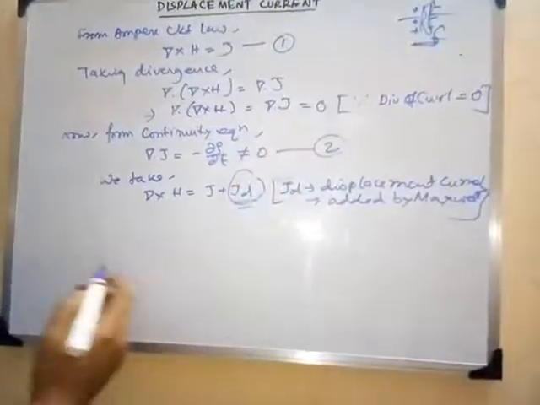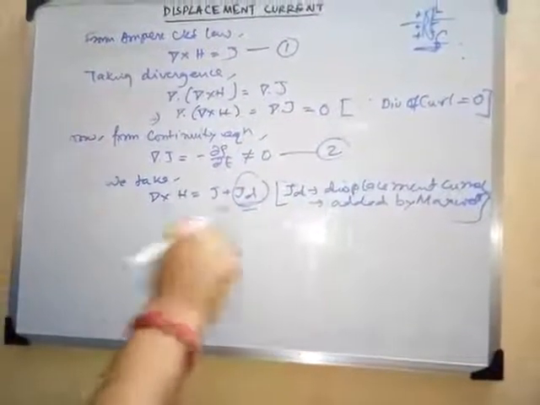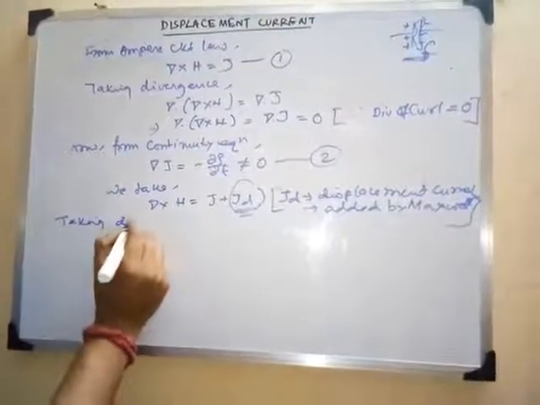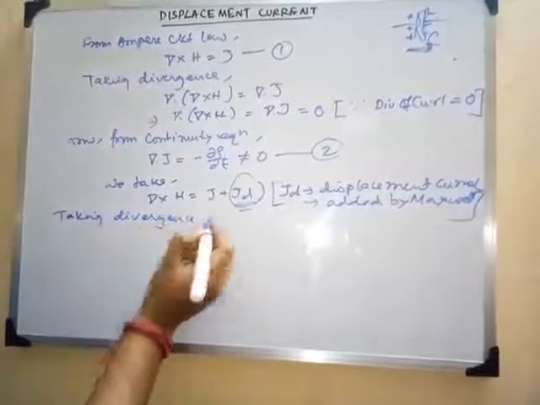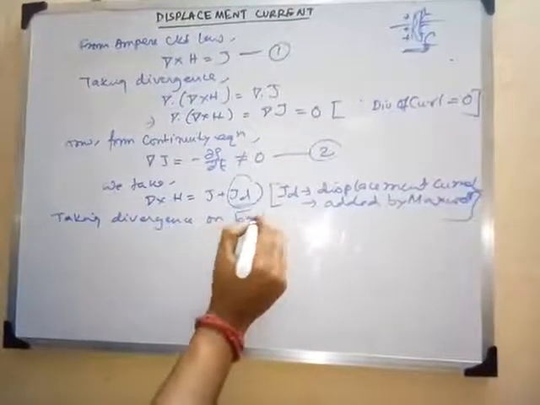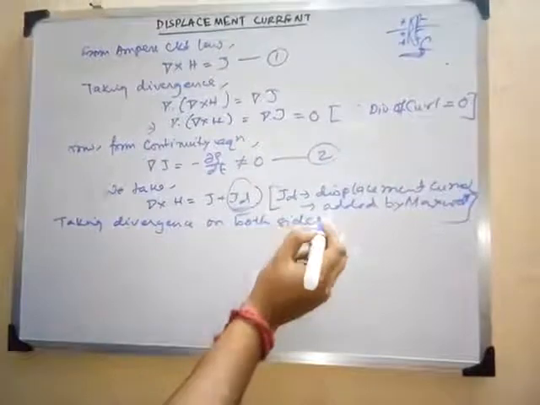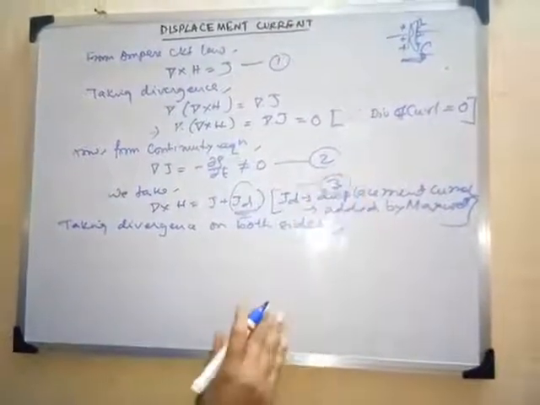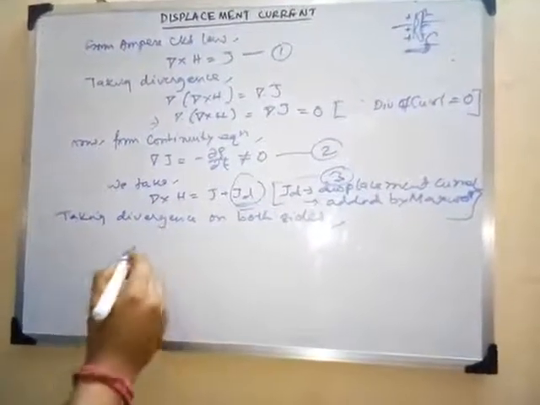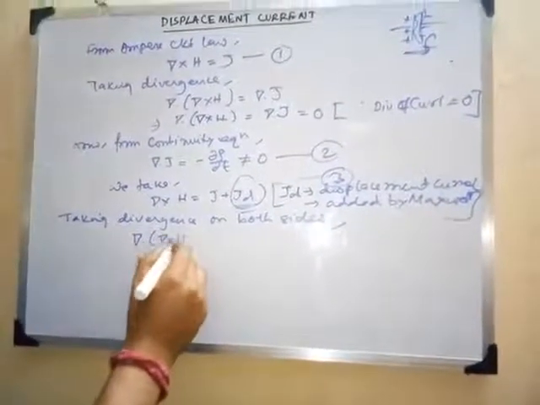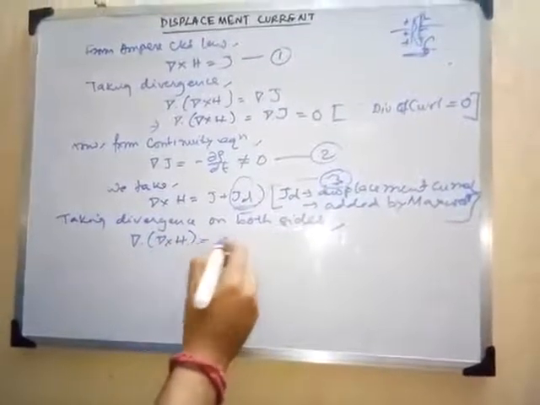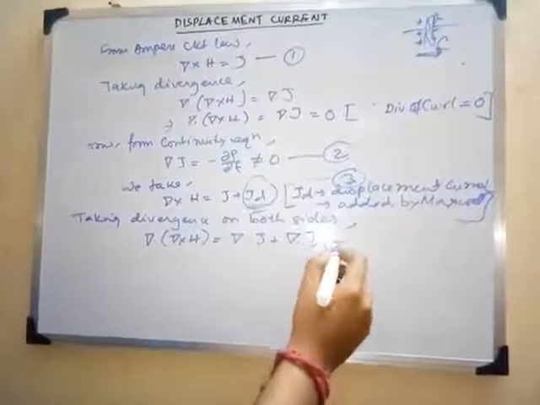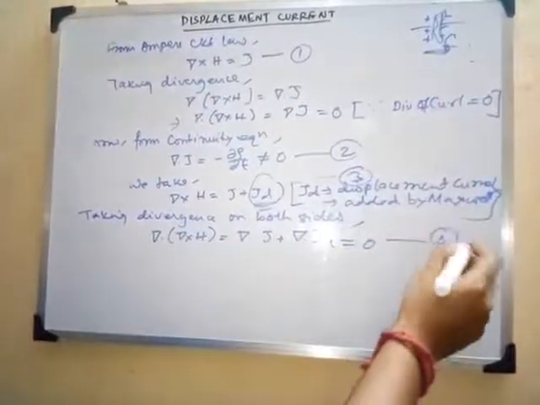So how to do it? First we take the divergence of this expression on both sides of the above equation. We call this equation number 3. So taking the divergence, what comes? Del dot del cross H equals del dot J plus del dot JD, and this will be equal to 0. This is our expression number 4.